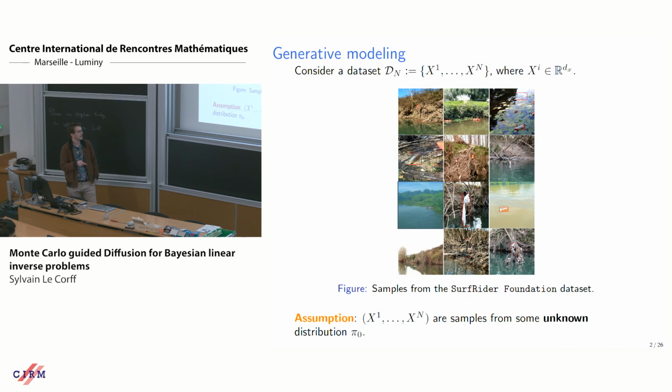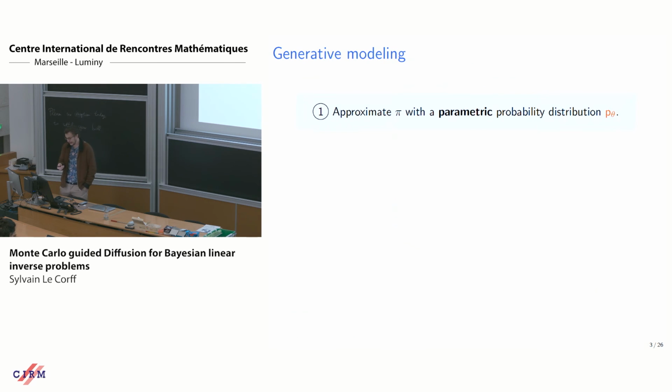What I said before is that we've got i.i.d. samples, these images, and we assume that there is a generative process behind which generates them, which is denoted by the distribution pi0 that we don't know. And what we're going to do is split the talk into 2 parts.